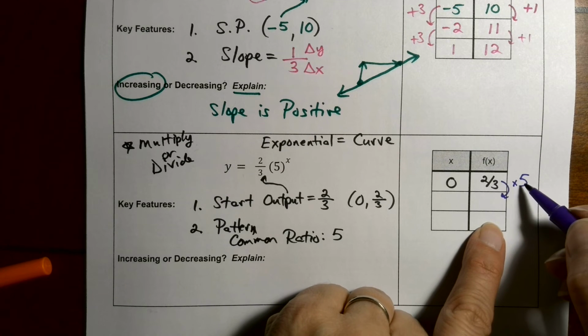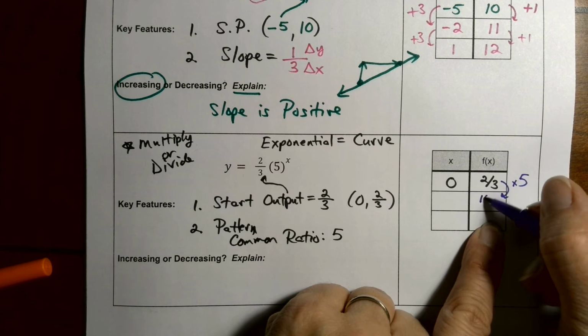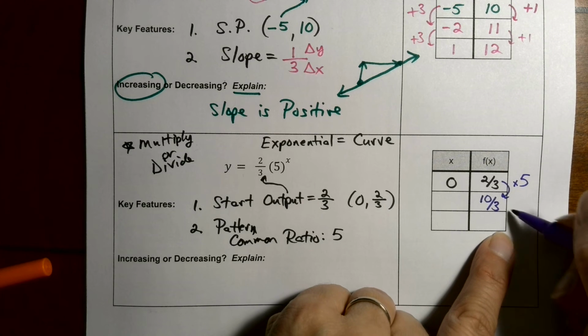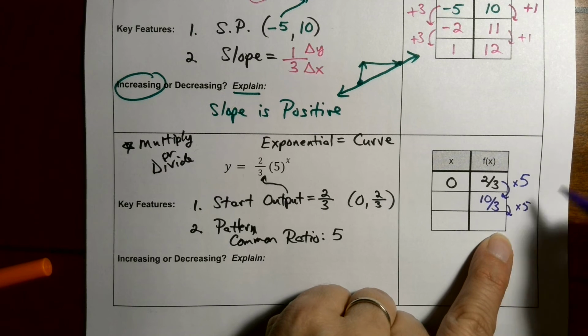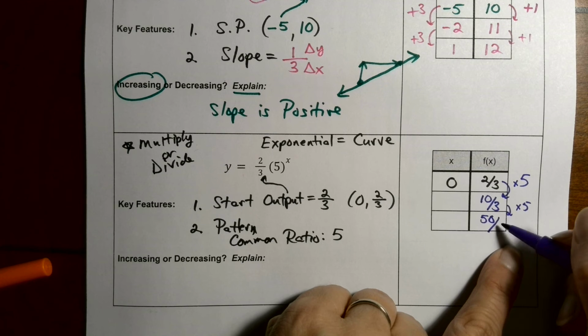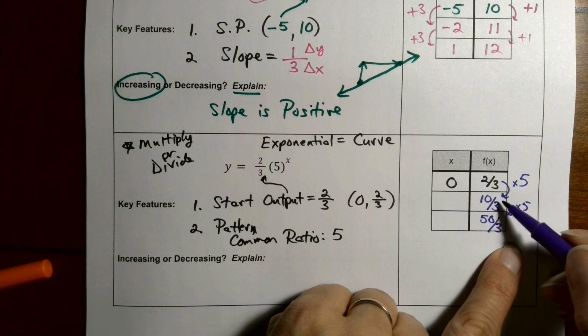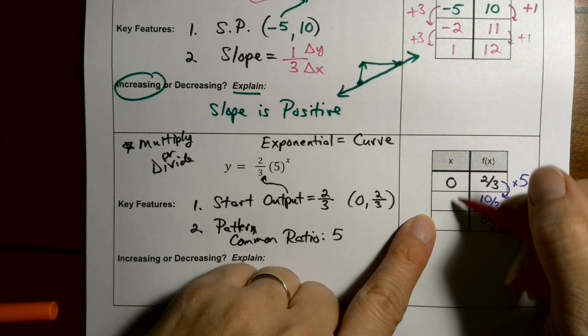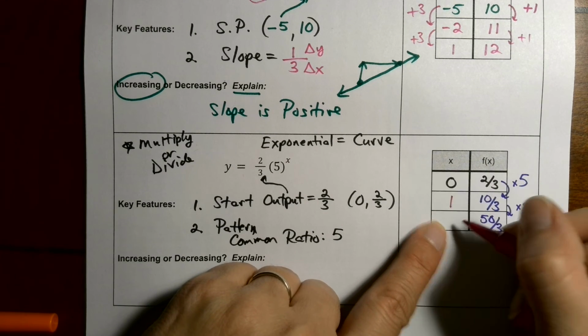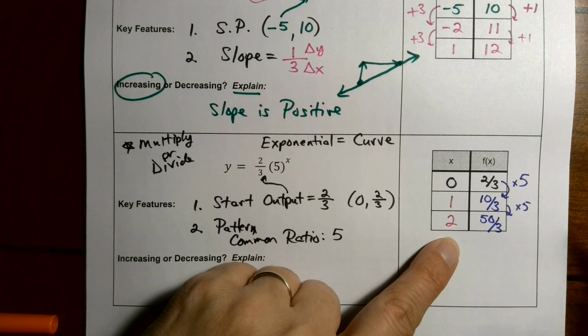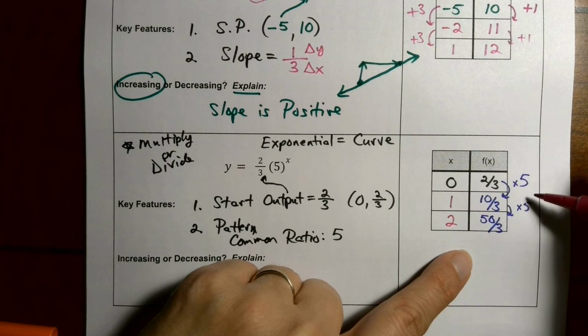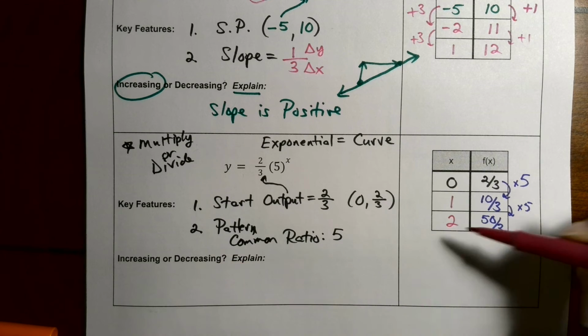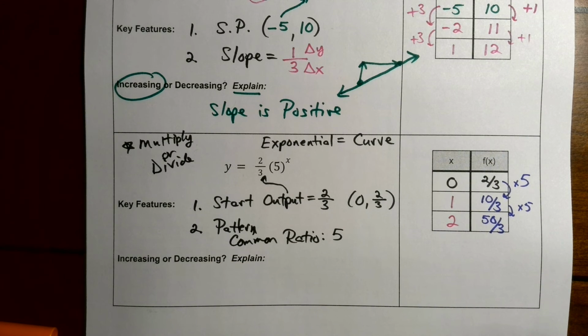2/3 times 5 would be 10/3. Multiply by 5 again, and you get 50/3. Please make sure you know how to do that in your calculator. Now for exponentials, on the left-hand side, we just add 1 each time. But the pattern is happening over here. We just have values of 0, 1, 2.